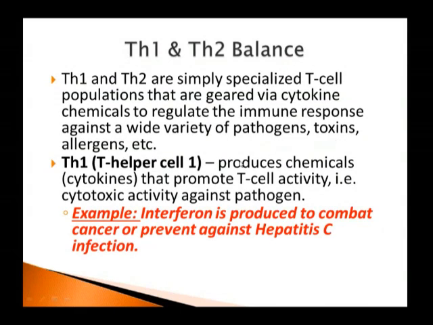We know that Th1 produces chemicals that not only tell more T cells to get active, but they also produce chemicals that tell other T cells to just start killing stuff. Okay? An example of a Th1 response would be this chemical interferon, which I had mentioned before, is produced to help either combat cancer or prevent hepatitis C infection. It interferes with viral replication or interferes with cancer cell reproduction.